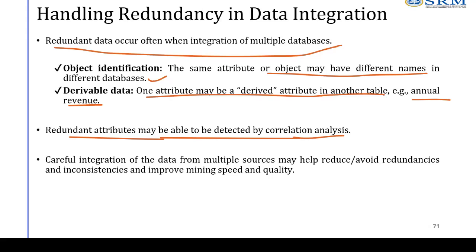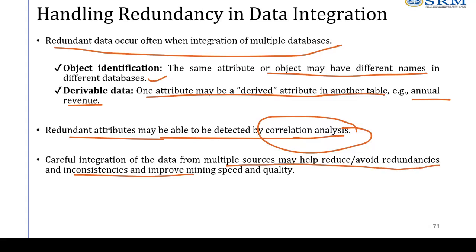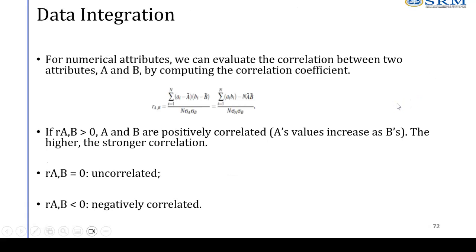So in that case, what can be done? Finding the correlation between the data helps to deal with redundant data. Careful integration of data from multiple sources may help reduce or avoid redundancies and inconsistencies and improve mining speed and quality. Even though careful integration happens, redundant attributes will occur. In that case, correlation analysis will help in handling the redundant data.